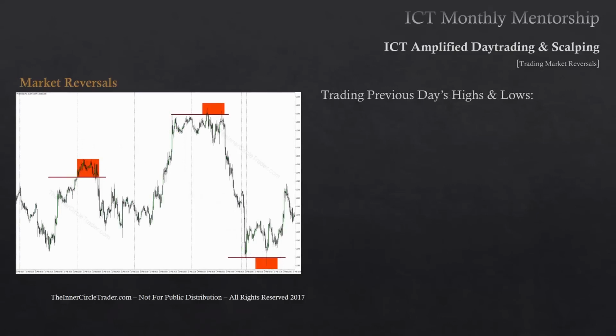All right, trading previous day's highs and lows. Now again, looking at this example here, this is pretty much what I was trying to get people to look at when I came on the scene in Baby Pips. And I said, look, let's take a look at the previous day's highs and lows and see if there's any reversal characteristics there. And again, it's to get people thinking about how the market moves after running buy stops and sell stops.